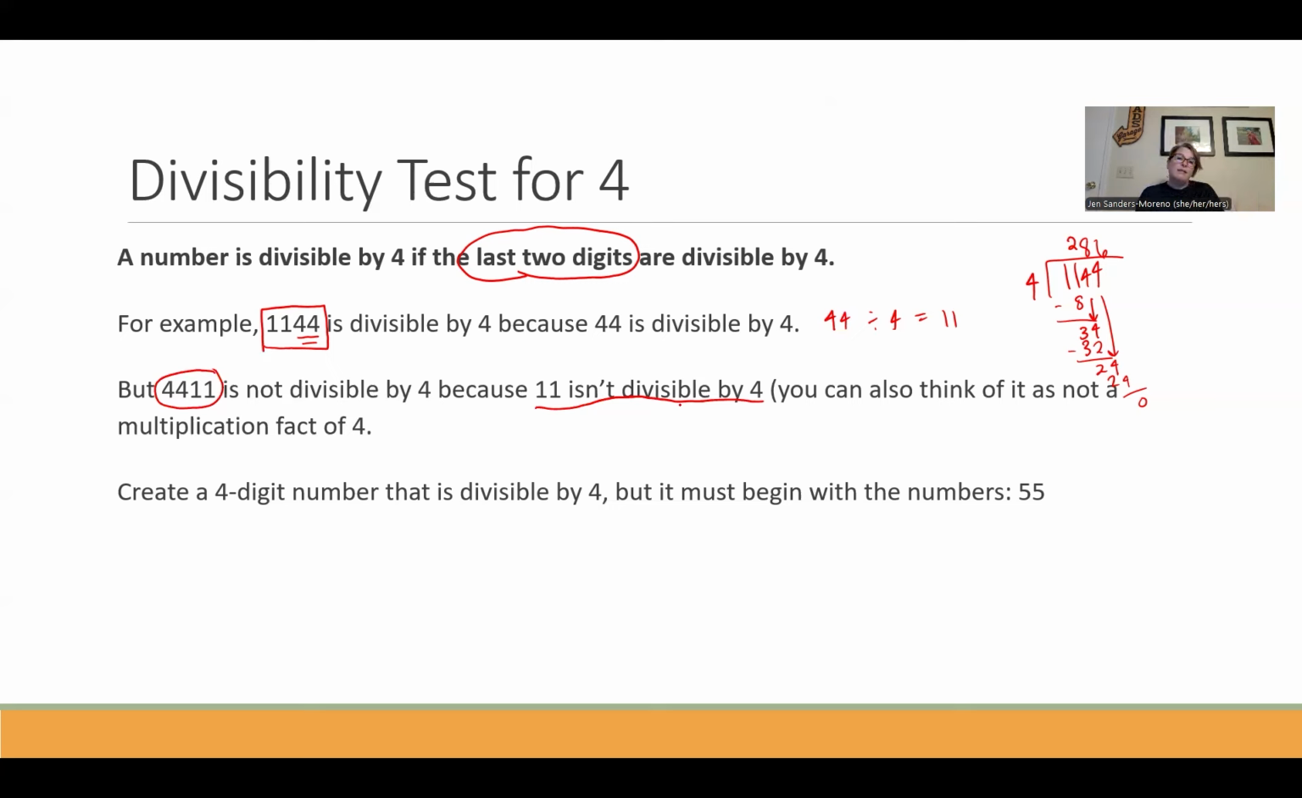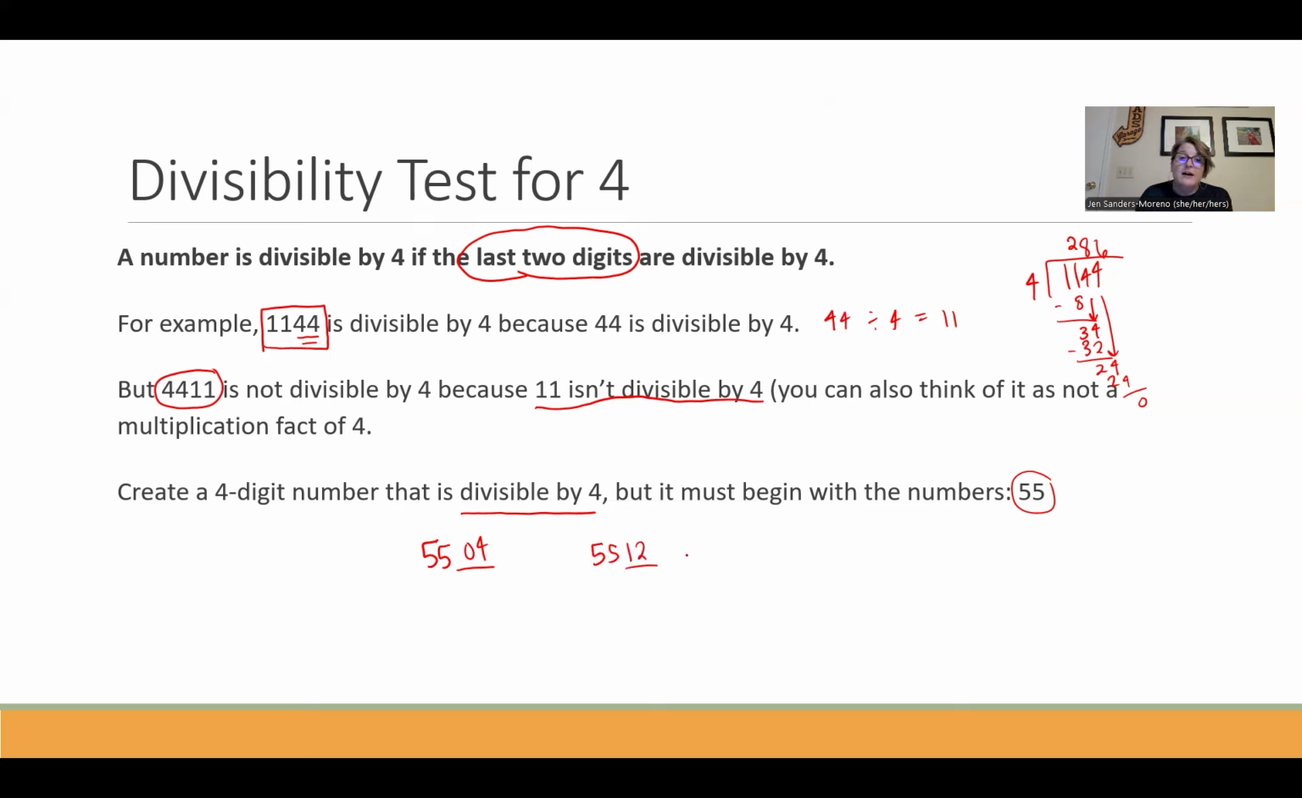Okay. So it says here, create a 4-digit number that is divisible by 4. Okay, awesome. And it says, but it must begin with the numbers 55. Okay. So I just have 2 more digits to come up with. It can be anything as long as those 2 numbers are a multiple of 4, or are divisible by 4. So you could go easy. You could go 0, 4. That would work.